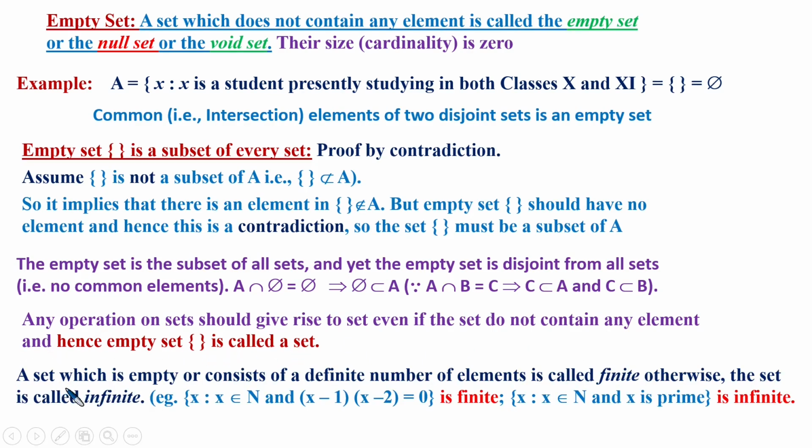As I mentioned earlier, a set which is empty or consists of a definite number of elements is called finite. Otherwise the set is called infinite. Example: x such that x belongs to N and this condition, that is (x minus 1)(x minus 2) equals 0. This condition is only satisfied for x equal to 1 or x equal to 2. So this is finite. You have only two numbers, 1 comma 2, so it is finite. And here, x such that x belongs to N and x is prime, and this prime can go to a very large number, up to infinity. So it is called an infinite set.